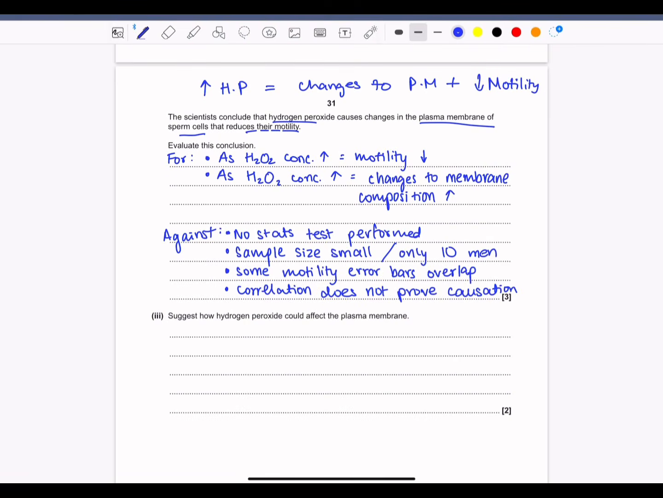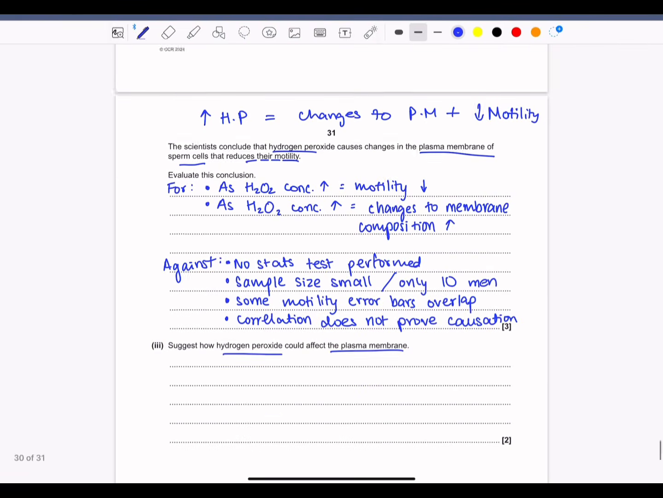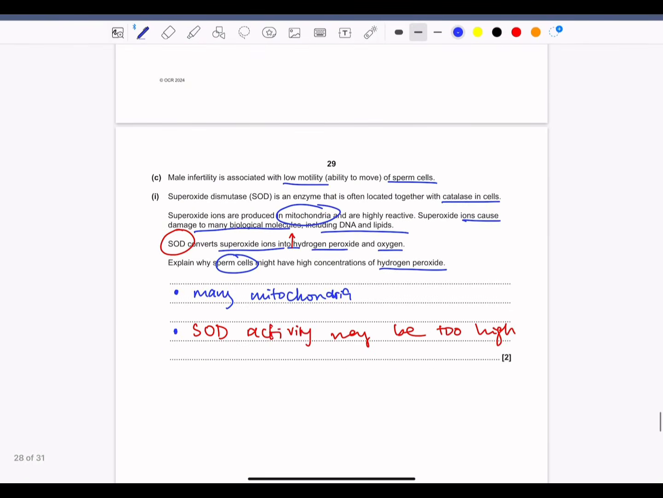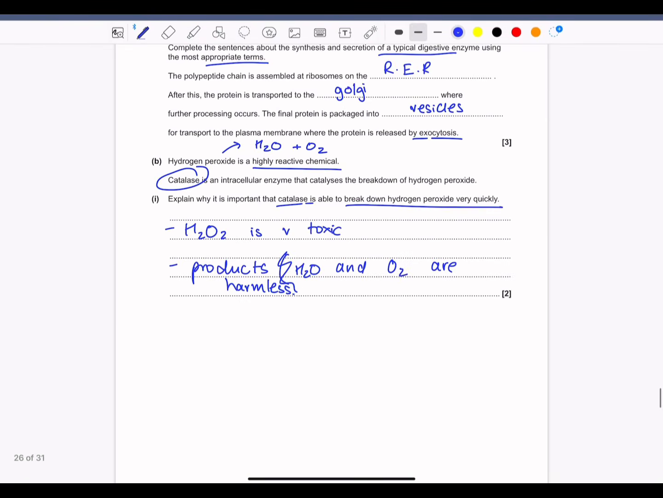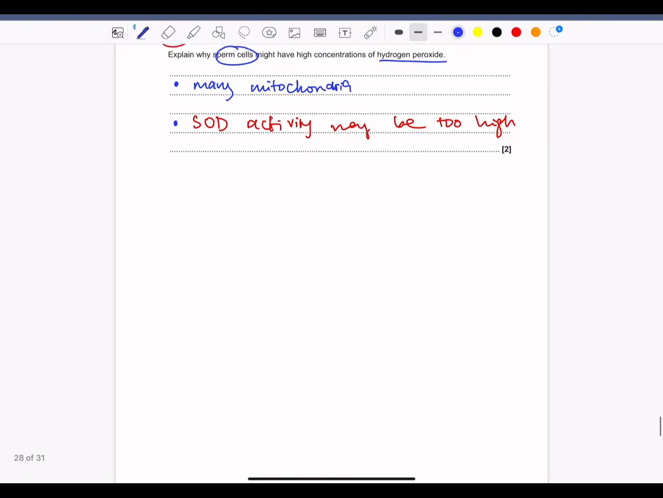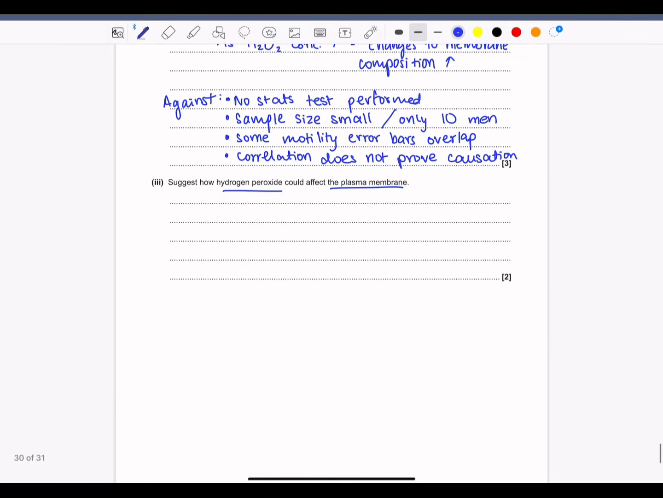Part 3 is to suggest how hydrogen peroxide could affect the plasma membrane. I believe it was mentioned earlier in the question that peroxide is extremely reactive. Yes, over here: peroxide is an extremely reactive chemical. What that would mean is that it has the potential to react with components in the cell membrane, namely proteins. It could damage or denature the proteins, or disrupt the phospholipid bilayer. All of these things would make the membrane more permeable.